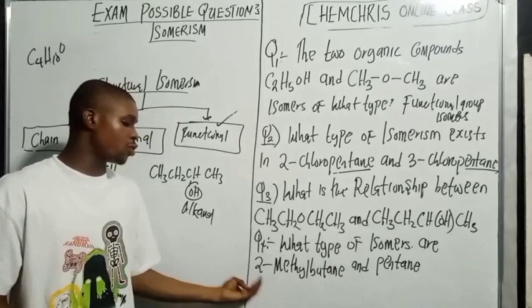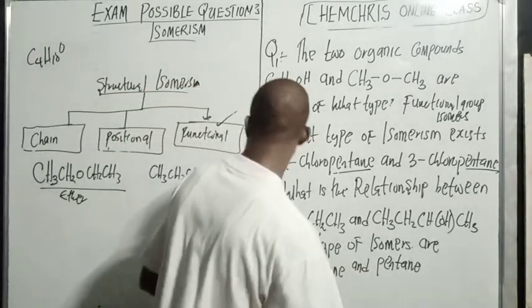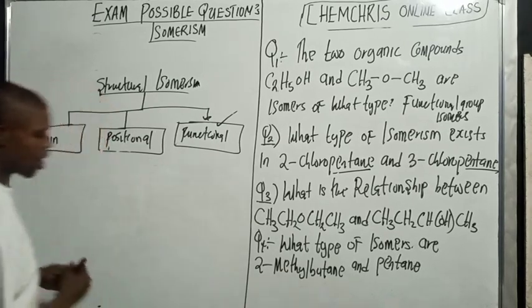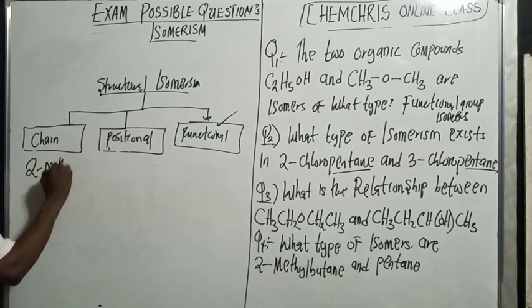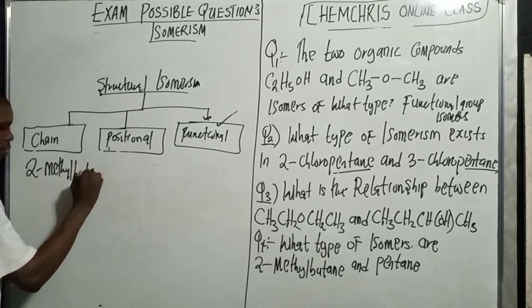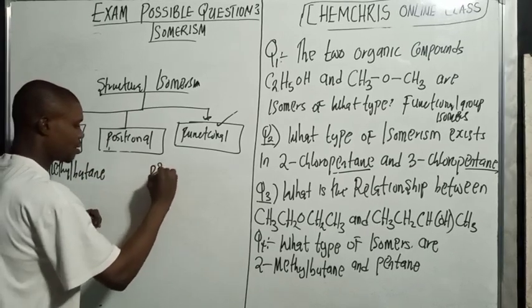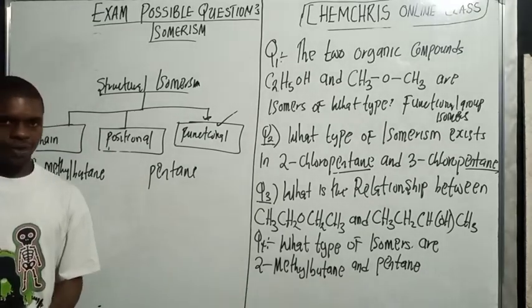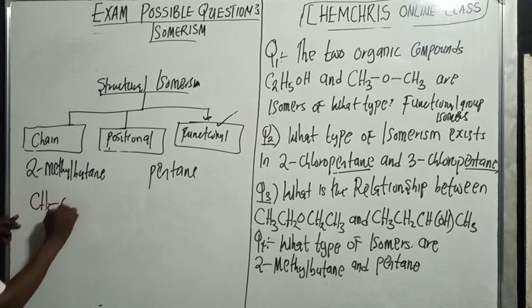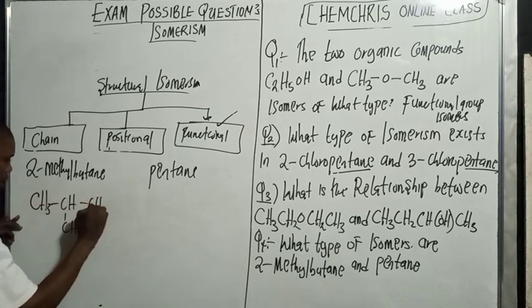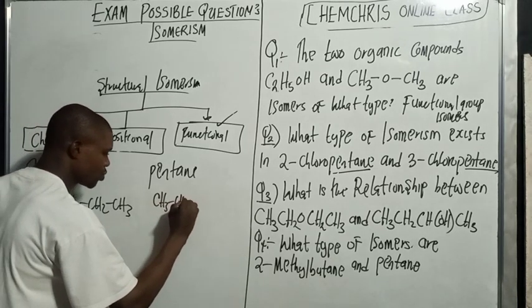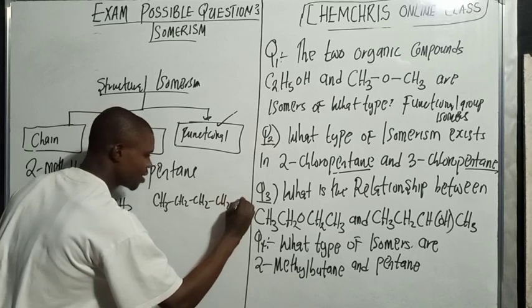So when you have 2-methylbutane and pentane, let's look at it very well. Here we have 2-methylbutane, and here we have pentane, right? First, what you want to do is draw the structure. Here we have CH3, CH, CH3, CH2, CH3. So this is called 2-methylbutane. Now pentane is what? 5 carbons: CH3, CH2, CH2, CH2, CH3.